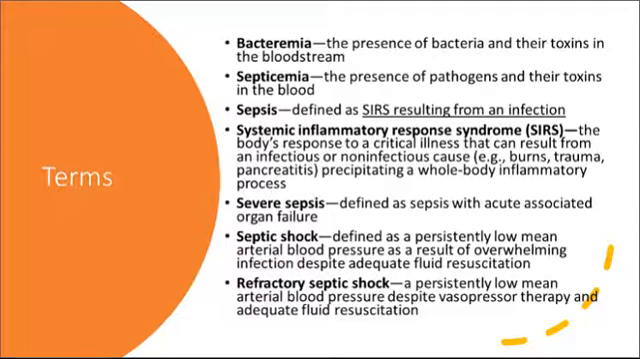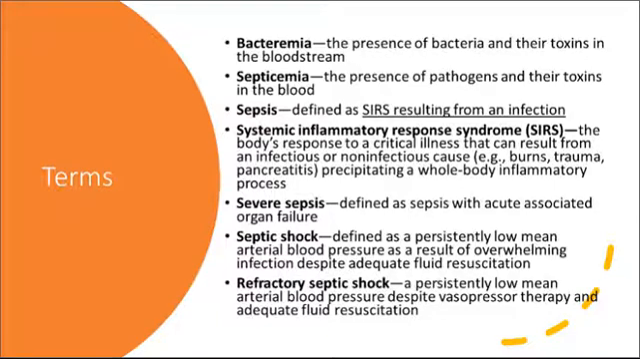So the body's response to a critical illness that can result from an infectious or non-infectious cause. We've talked about DIC, which we're going to mention again in sepsis, because the whole body starts to respond. It becomes a systemic, not just a localized response, but a systemic whole body response, and the body responds with inflammation.